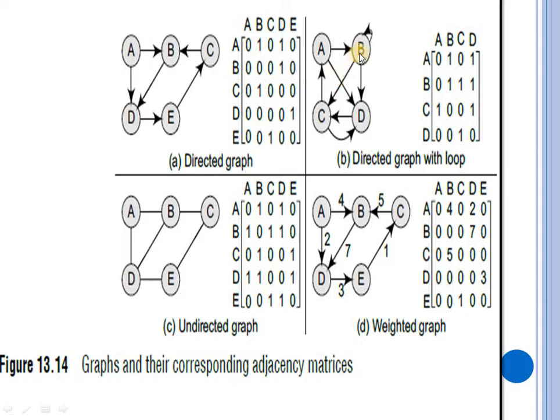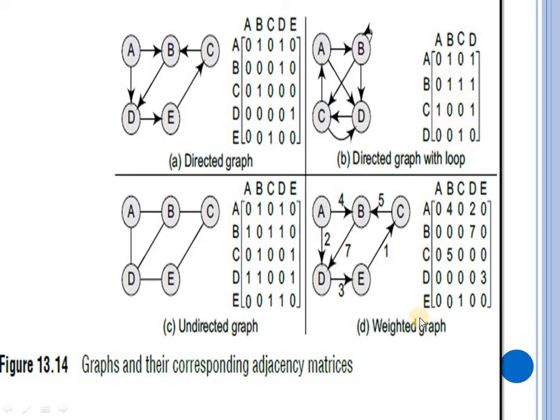Others are the same. Here B to C is there and B to B is there, so B to C and B to B are 1. Then B to D is there, so B to D is 1. Others are 0. For this, C to D is there, so C to D is 1, and C to A is there, so C to A is 1. Others are 0. Like this you have to fill.